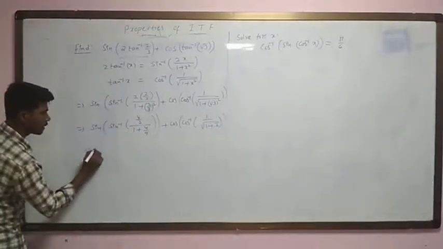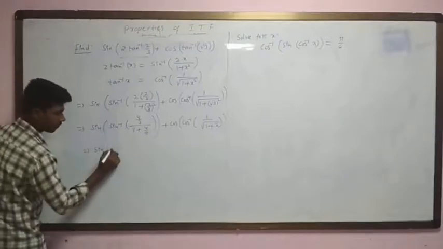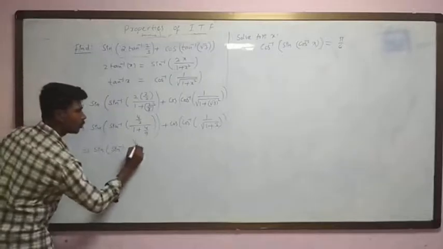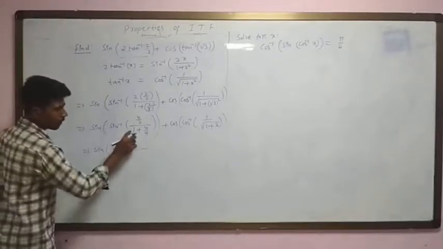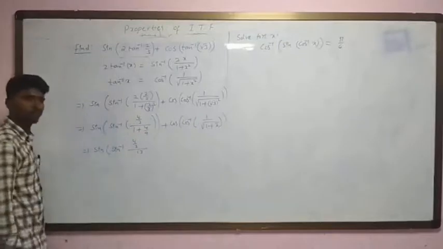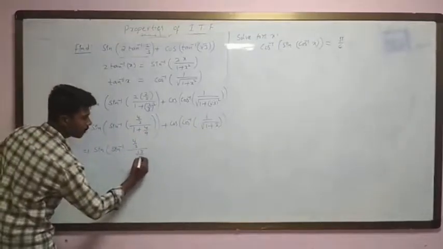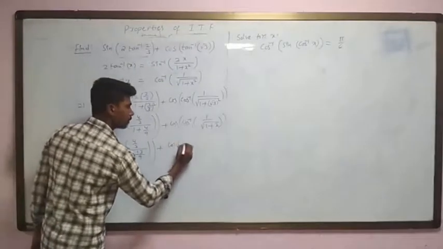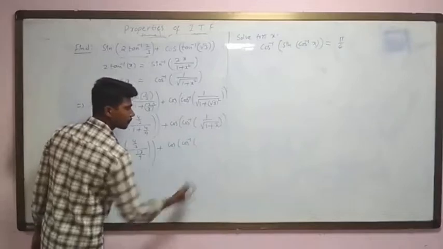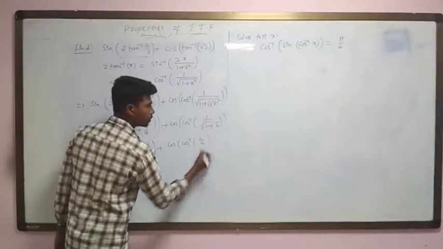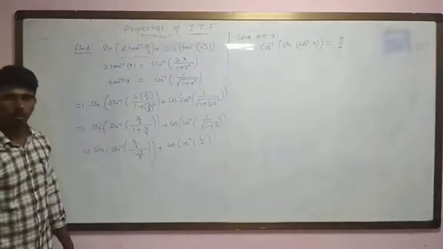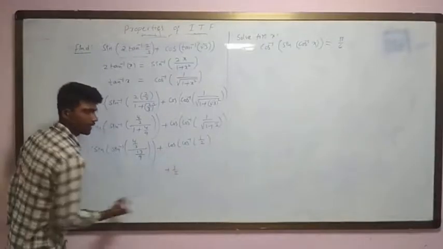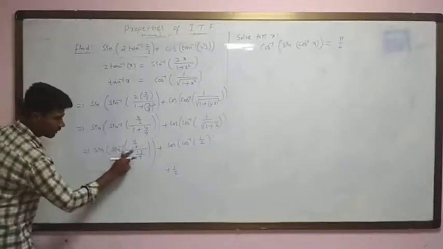Next, sine inverse 4 by 3 by 9 plus 4, 13 by 9, plus cos inverse 1 by 2. Cos inverse 1 by 2. So cos inverse x is x, sine inverse x is x.